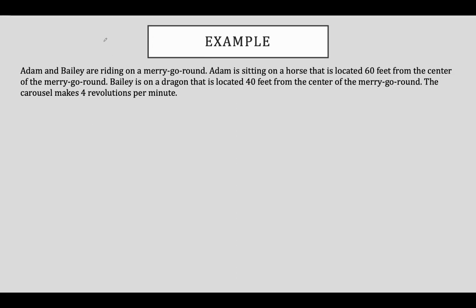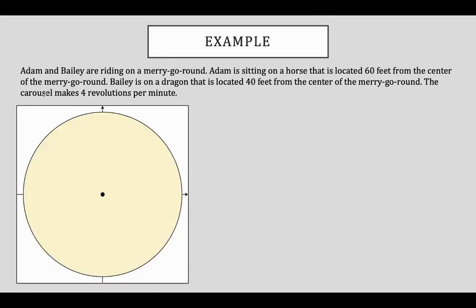Adam is sitting on a horse that is located 60 feet from the center of the merry-go-round. Bailey is on a dragon that is located 40 feet from the center of the merry-go-round. The carousel, or merry-go-round, makes 4 revolutions per minute.